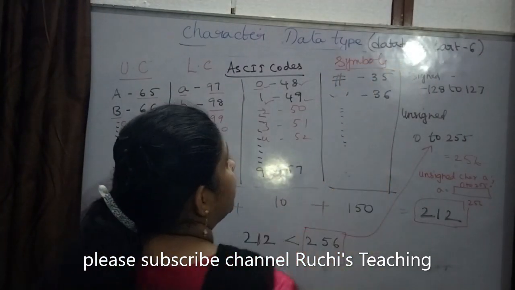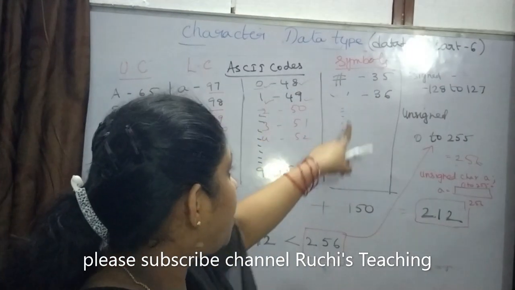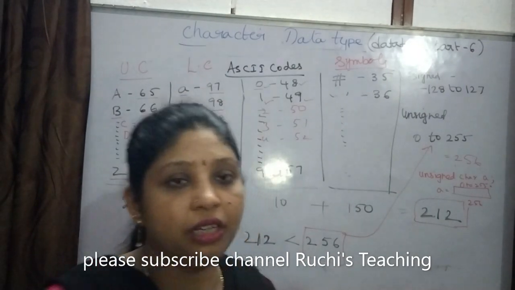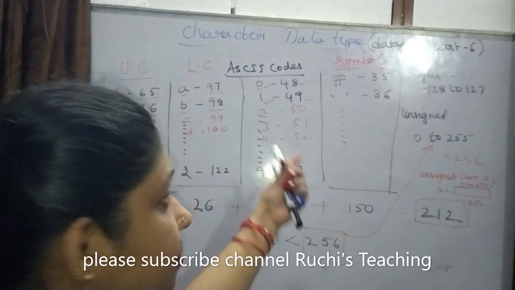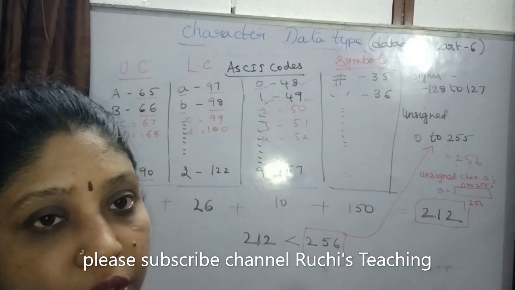These are the symbols. For each symbol you have different codes. For all the symbols you don't have to mug up or memorize them. You have no need of memorizing all those things.